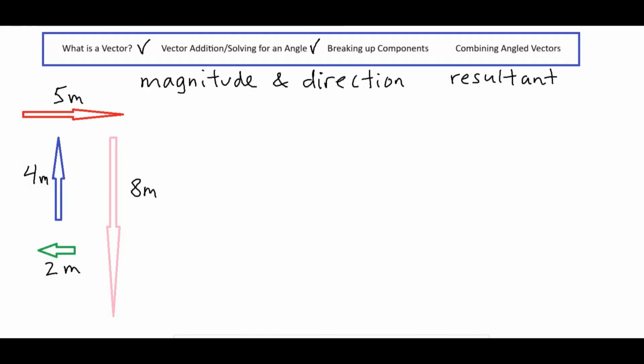All right, now what we're going to do is go ahead and add all these vectors. It actually doesn't matter the order in which you add them. So I'm going to go ahead and do the red vector first. Here's the direction. Here's the magnitude. And then go ahead and put my blue vector on there.